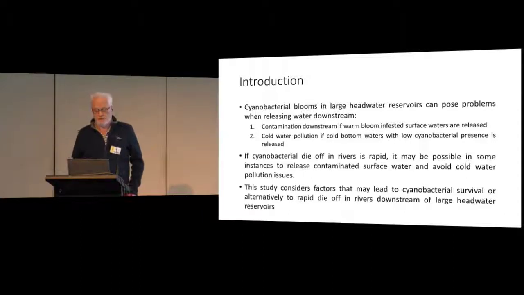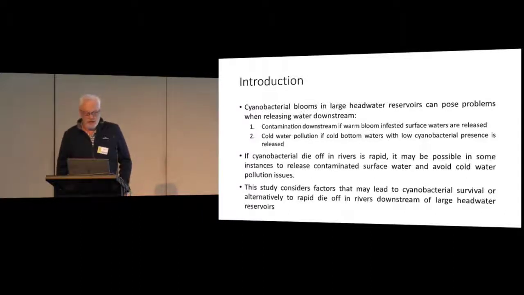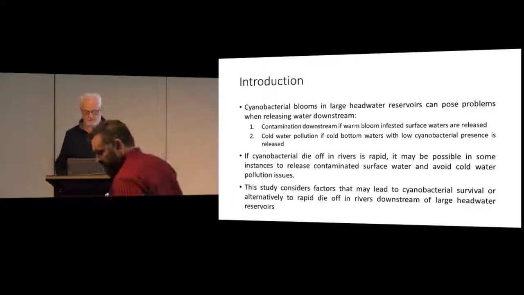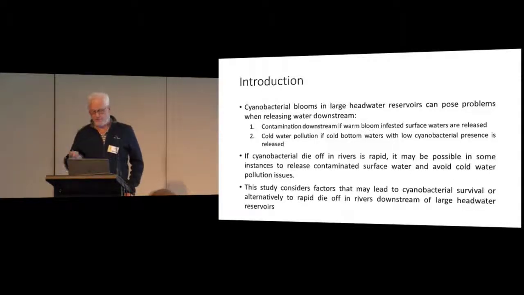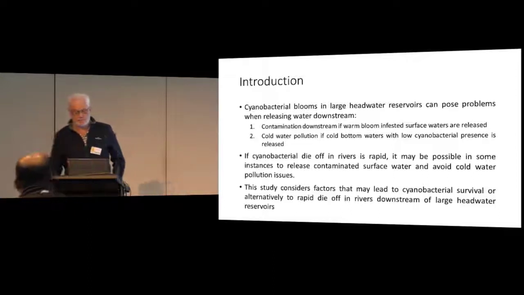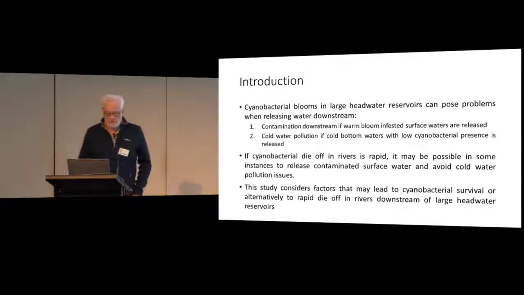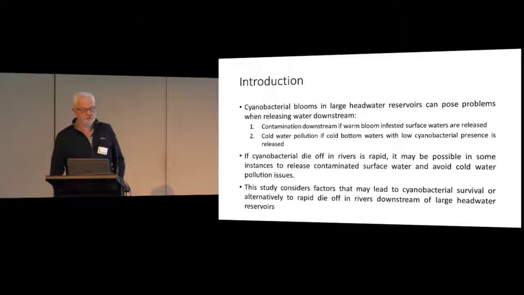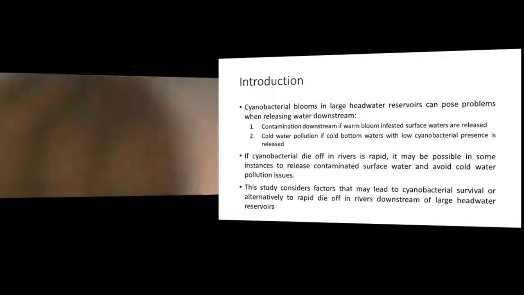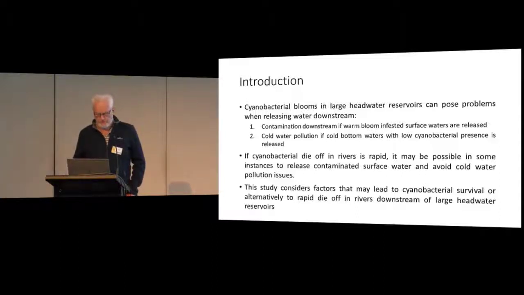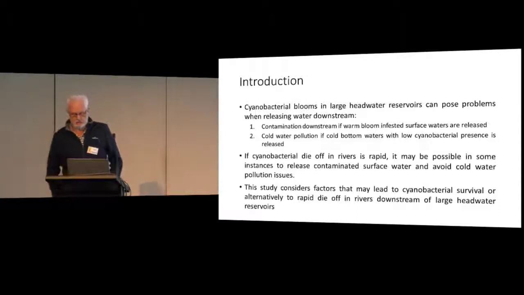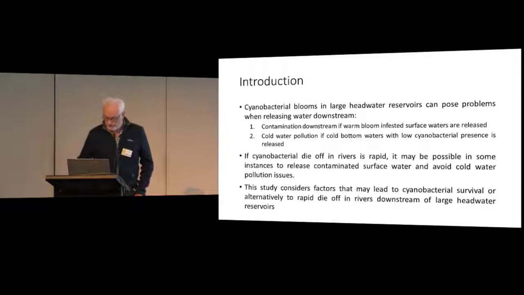However, if cyanobacterial die-off in rivers is rapid, it may be possible in some instances to actually release the contaminated surface waters, and the cyanobacteria will then die off, and you can avoid cold water pollution issues. So our study considered factors which lead to cyanobacterial survival, or alternatively their rapid die-off in rivers downstream of large headwater reservoirs.